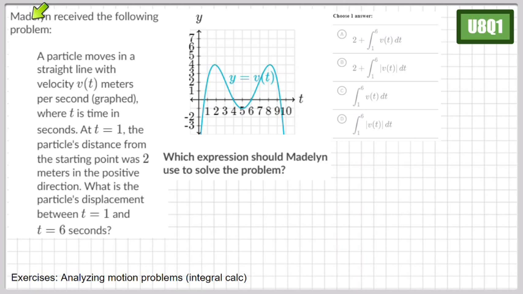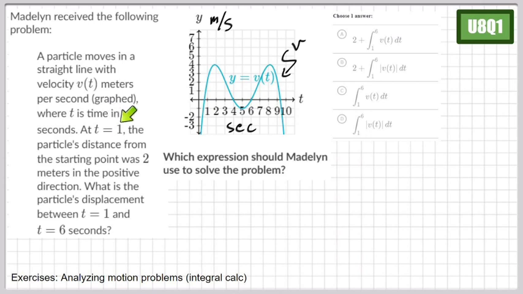Okay, so Madeline received the following problem. A particle moves in a straight line with a velocity v meters per second, graphed, where t is time in seconds. That's what this guy is. I like to be extra and label it myself so I know that's v. So that's v right there, meters per second, on the y-axis. And let's put seconds right here.